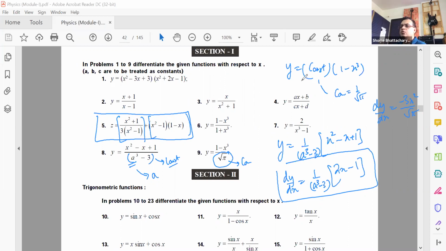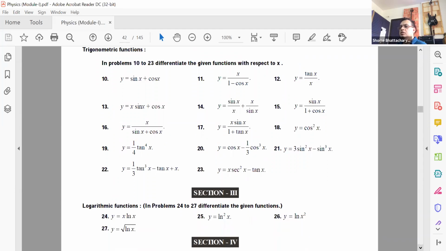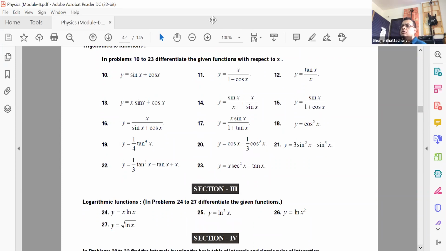Okay, so anything else from section 1? We'll come to section 2 also. Okay, then let's come to section 2. Somebody had a doubt, I think, right? Anything here between 10 and 23? Okay. Let's come to section 3. Okay, question 27. All right, let's take a look at that.